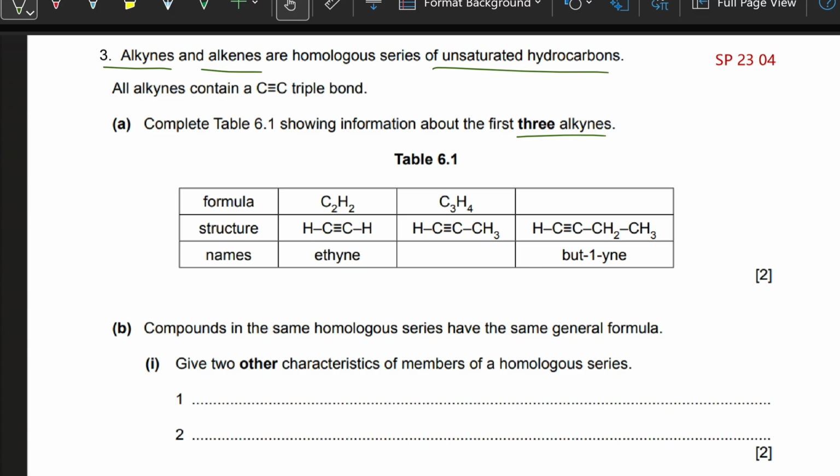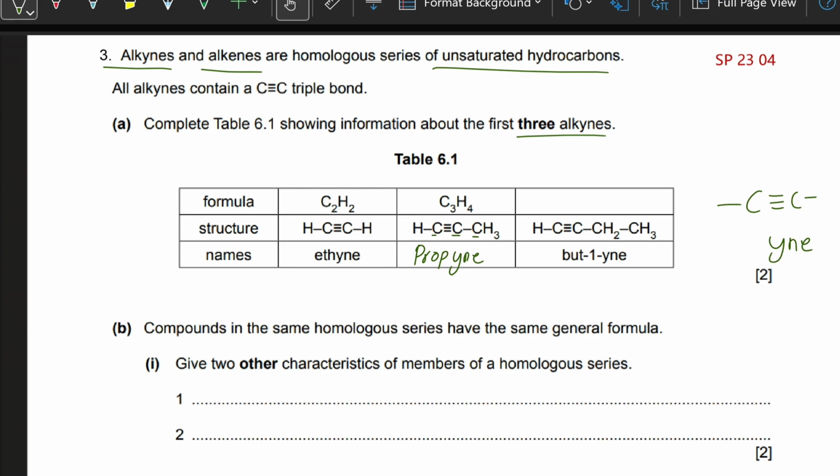Now, there are 3 carbons here. So it's prop, the starting letter is prop, and there is a triple bond. So it will end with Y and E. Whenever there is a carbon-carbon triple bond, the suffix will be Y and E. So the name is propyne.